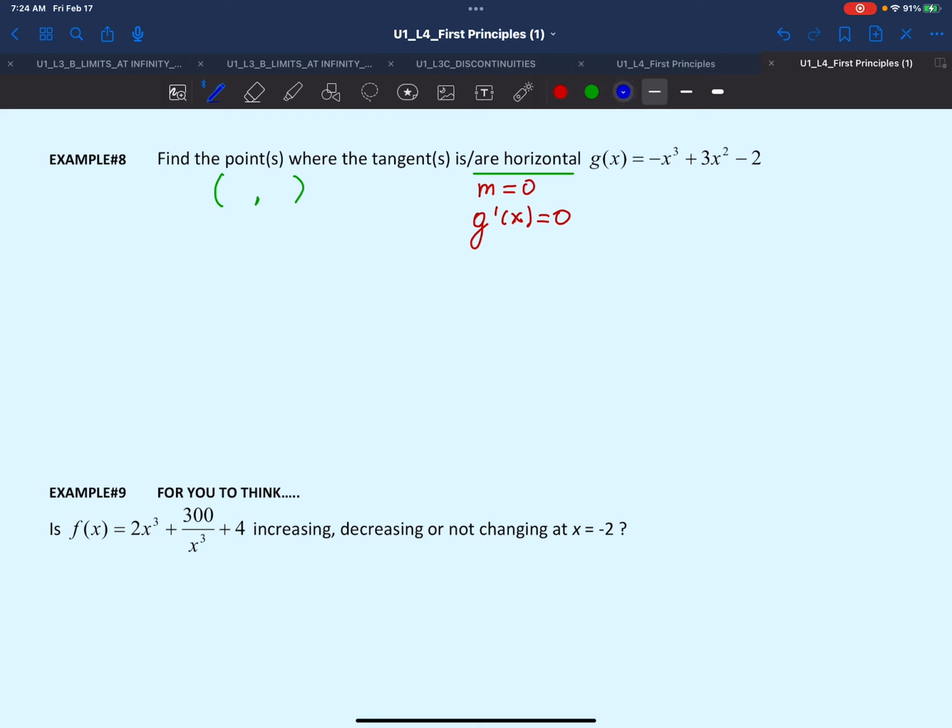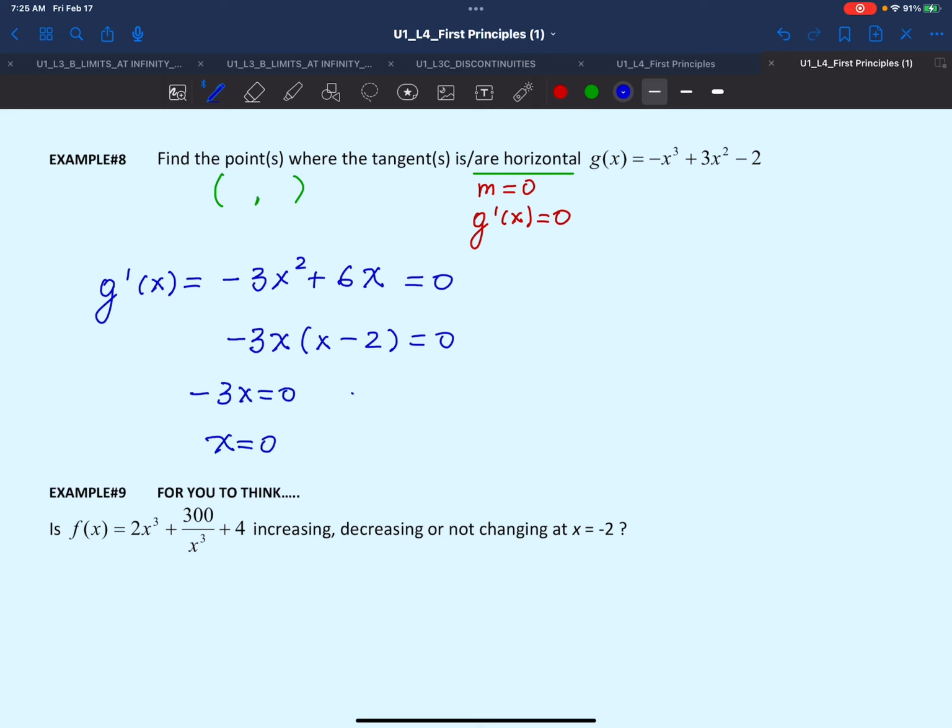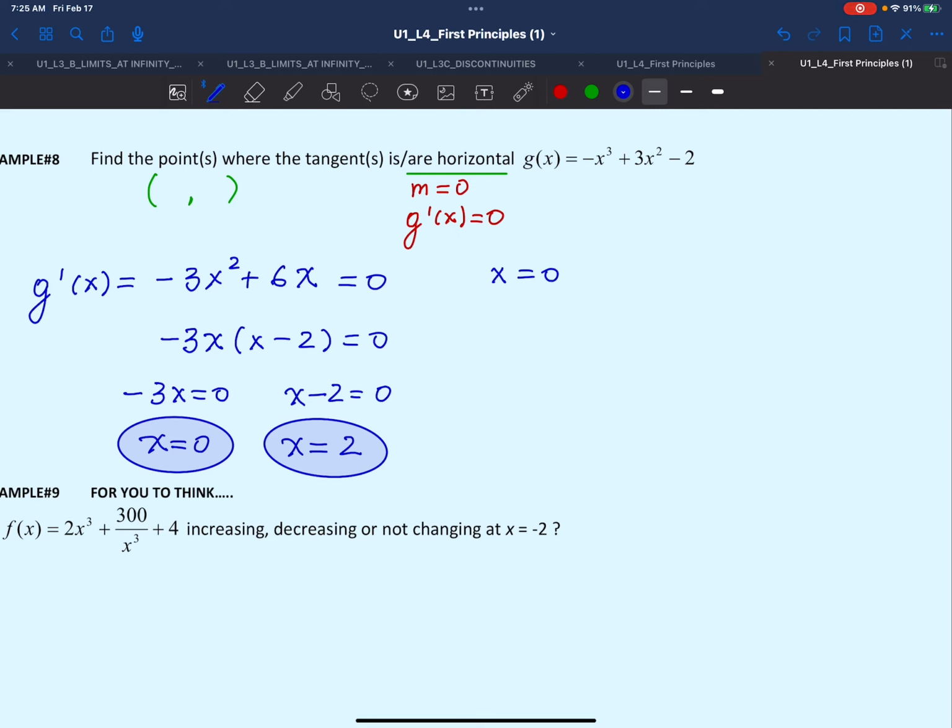So what that means is that we have to start off by finding the derivative of function g(x). So g prime x equals negative 3x squared plus 6x. That must be equal to 0. We solve this by simply factoring. It's easier because both terms contain x. So negative 3x is a common factor, and we have x minus 2 equals 0. Negative 3x equals 0 when x equals 0, or x minus 2 equals 0 when x equals 2. So there will be 2 points at which the tangent will be horizontal: one at x equals 0 and one at x equals 2.